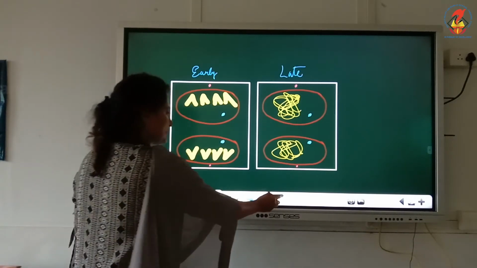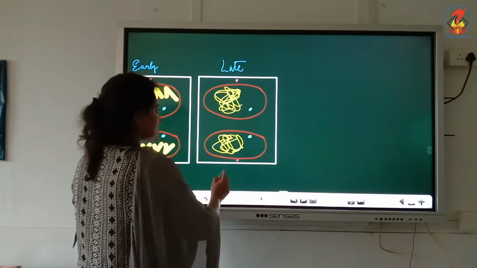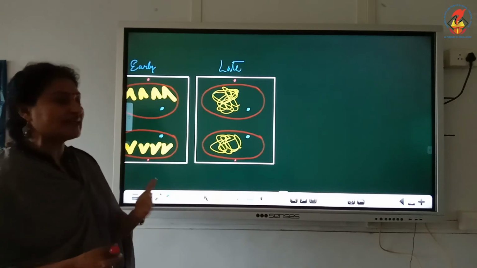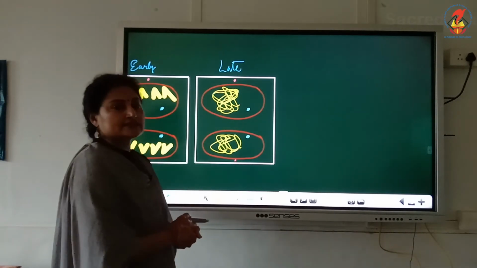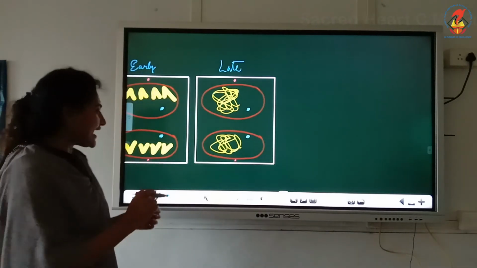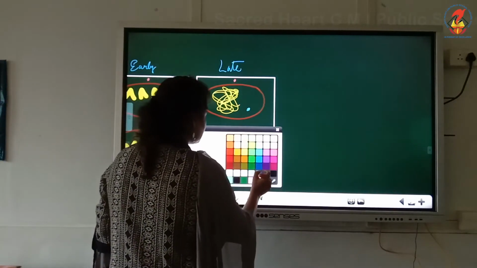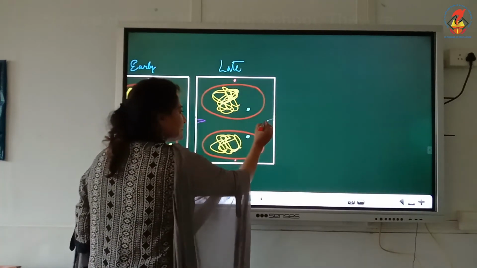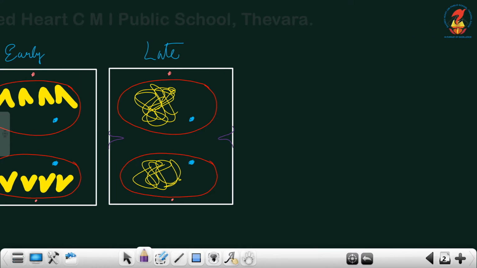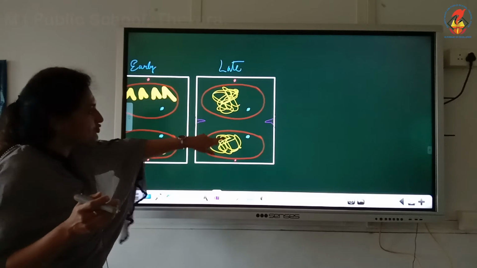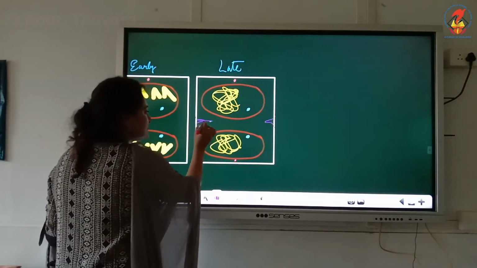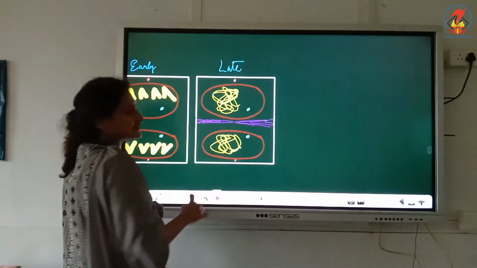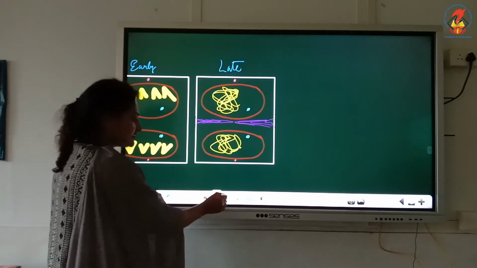Now, if I proceed here, what happens? Karyokinesis is now over. We got 2 nuclei. Now, it is followed by cytokinesis. Cytokinesis in animal cell and plant cell is different. In animal cell, what happens is a constriction is formed in the plasma membrane, between the 2 daughter nuclei. This constriction deepens and deepens, and finally divides the cell into 2. So this is the case in animal cell.